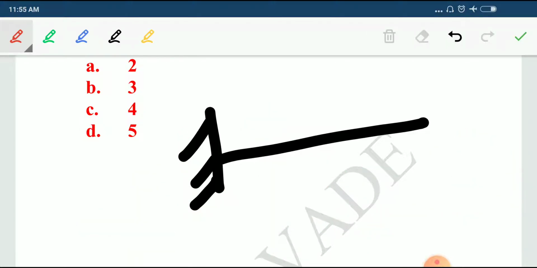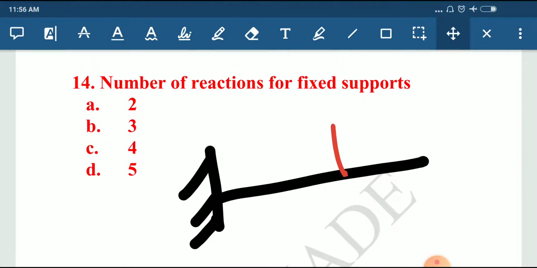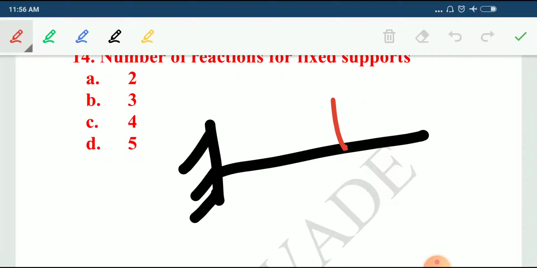So for this question, which is the correct answer? The number for a fixed support is 3, so B is the correct answer. Okay, for this question, B is the correct answer. Next.